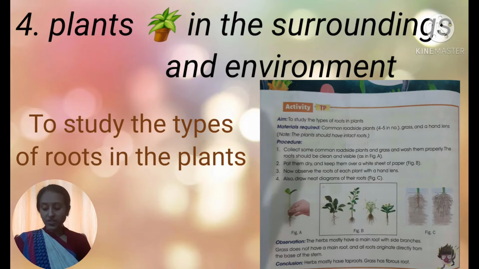What is the observation for this activity? The herbs mostly have a main root with side branches. This type of root is known as taproot. Grass does not have a main root, and all roots originate directly from the base of the stem, and this type of root is known as fibrous root. So what is your conclusion? Herbs mostly have taproots and grass has fibrous roots. So this is your conclusion about this activity.